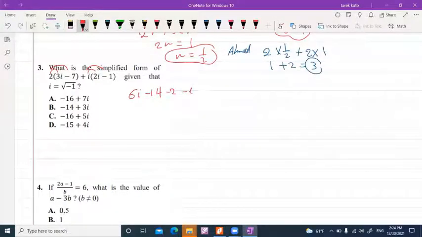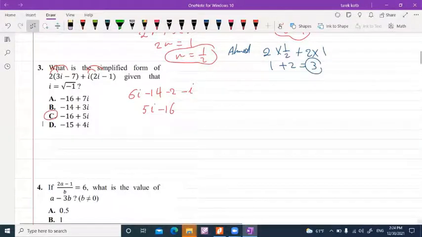And the i times negative i equals negative i. Add the like terms, 6i minus i equals 5i. And the negative 14, negative 2 equals negative 16. So negative 16 plus 5i, negative 16 plus 5i, this is the one I need.